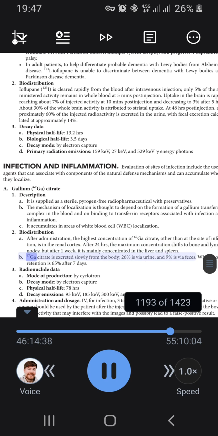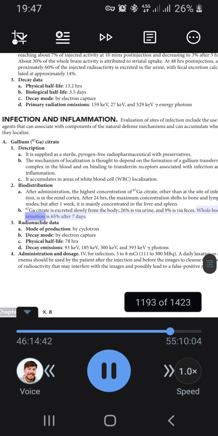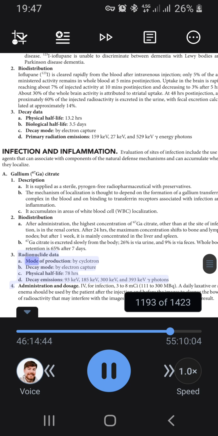B. Ga-67 citrate is excreted slowly from the body. 26% is via urine, and 9% is via feces. Whole body retention is 65% after 7 days. 3. Radionuclide data. A. Mode of production, by cyclotron. B. Decay mode, by electron capture. C. Physical half-life, 78 hours. D. Decay emissions, 93 keV, 185 keV, 300 keV, and 393 keV gamma photons.